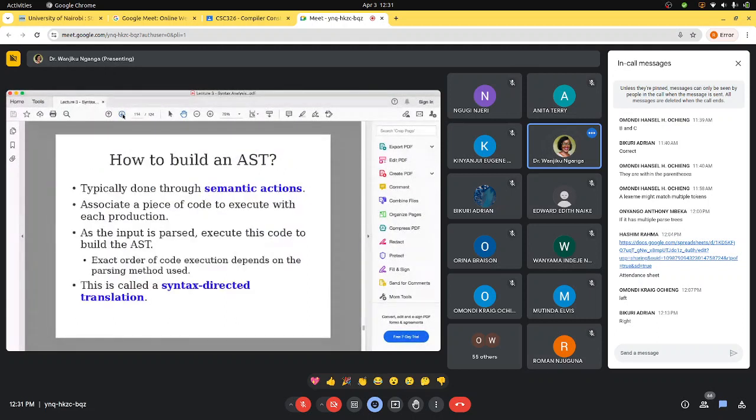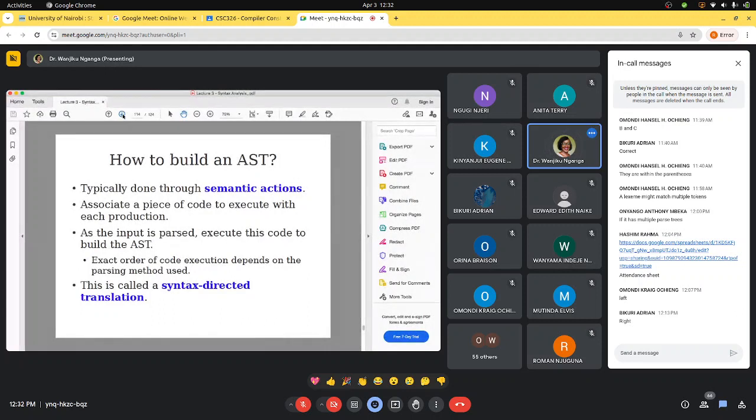So how do we build the AST? As much as we're building the parse tree, what we want to actually build in practice is the abstract syntax tree. What we do is define what are known as semantic actions. A semantic action is a piece of code that is written to be executed each time a syntax rule, a production of the grammar, is applied. So as the input is parsed, in other words, as we're building that parse tree, we're also executing the semantic actions and augmenting that parse tree with additional information.